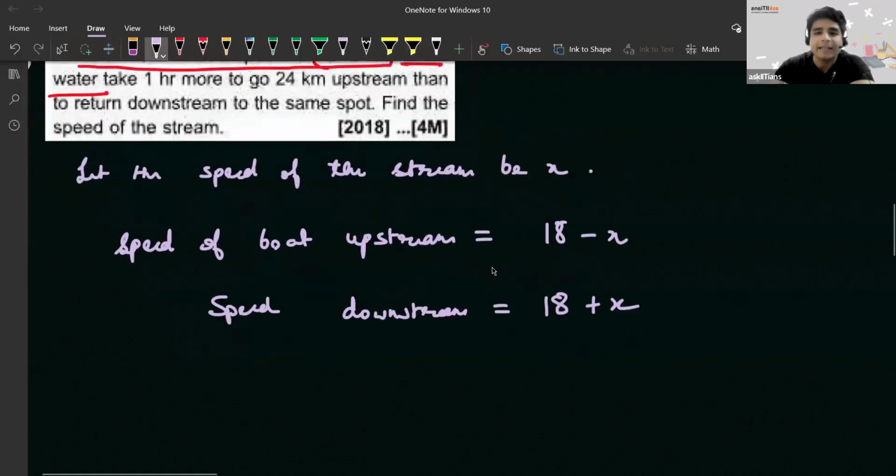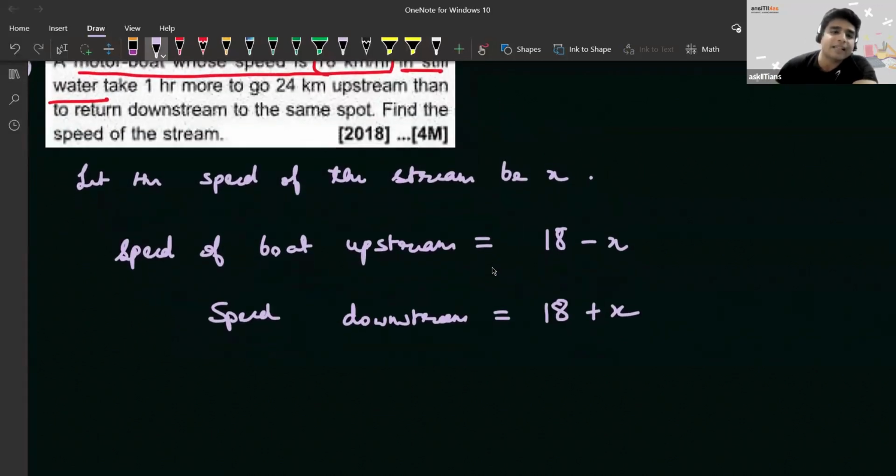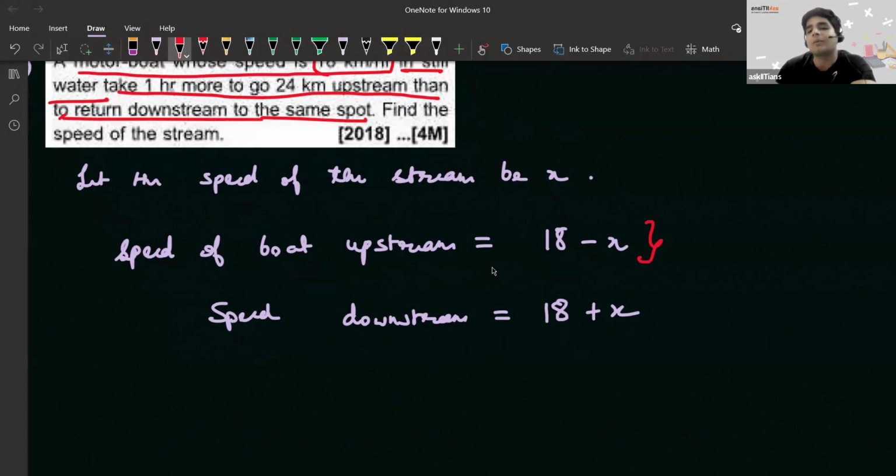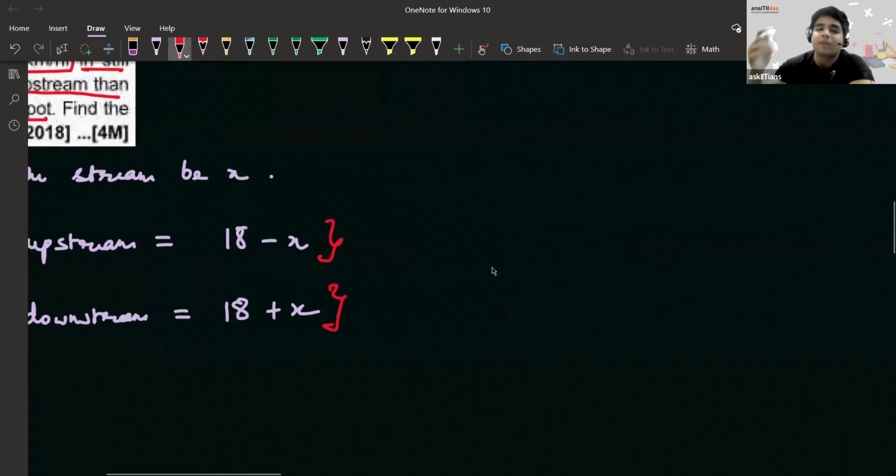Yes. Now, what are they saying, everyone? It takes 1 hour more. They're saying that it takes 1 hour more to go 24 kilometers upstream than to return downstream to the same spot. Now, it's obvious, everyone. When we are traveling upstream, the time is going to be a little more than the time downstream, right? Yes, everyone. And also, we know the formula.